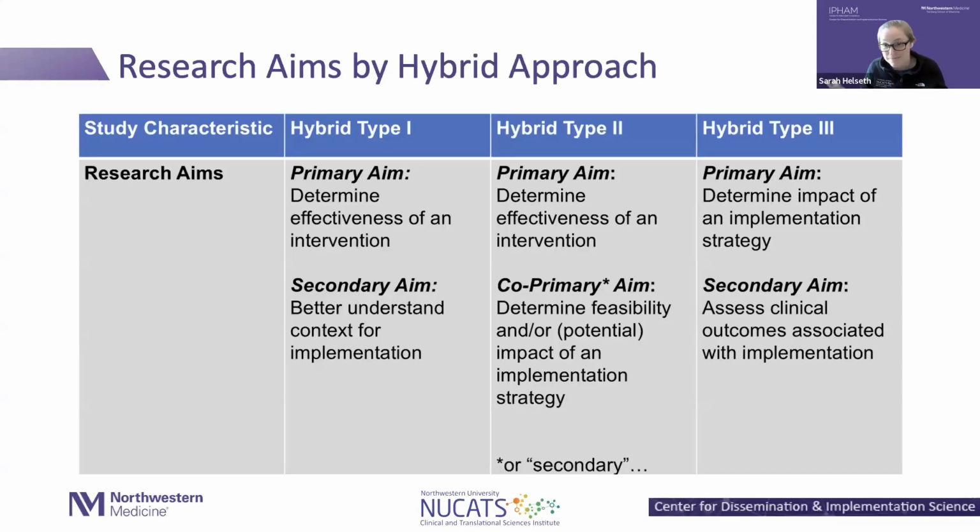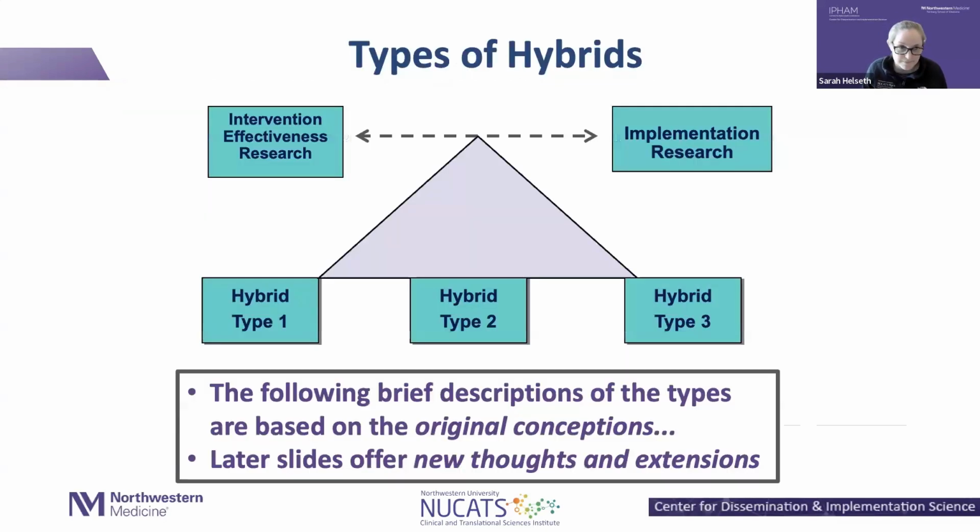So we're talking about 3 types of hybrids: a hybrid type 1, a hybrid type 2, and a hybrid type 3. And really what we're focusing on here is, where is your primary aim? So for hybrid type 1s, your primary aim is effectiveness. For hybrid type 3, your primary aim is implementation. And for a hybrid type 2, you're really interested in both of those things.